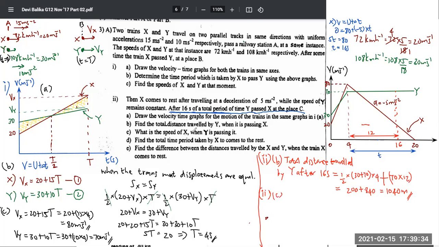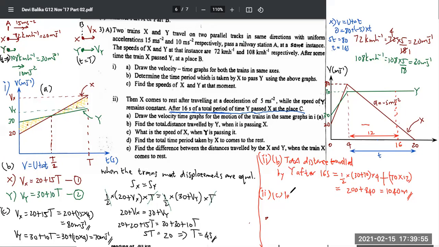What is the speed of x when y is passing it? So this is where y is passing it. We have to find the speed of x by that time. From this point onwards, x also would have traveled how many seconds? 12 seconds. Okay, right. X also would have traveled 12 seconds. So we need to find out the speed, right? So the equation is this.